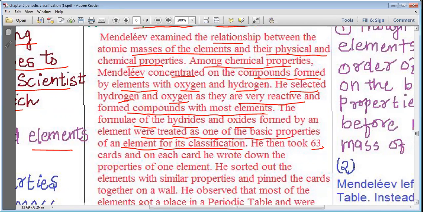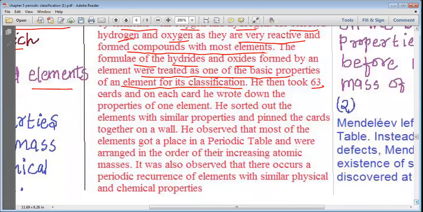Then he formulated the chemical formulas of those compounds which were produced by those 63 elements when they reacted with hydrogen and oxygen. And those elements which have the same kind of formula, he placed in the same group. This is how he classified the elements, keeping in mind the formulas of their hydrides and oxides. Then next, he took 63 cards.